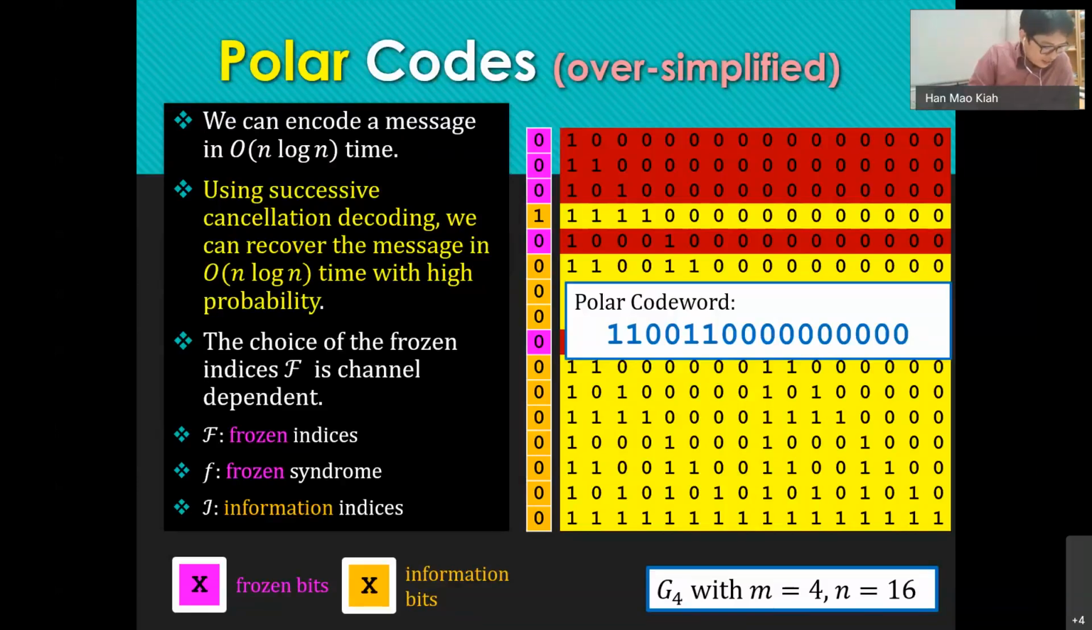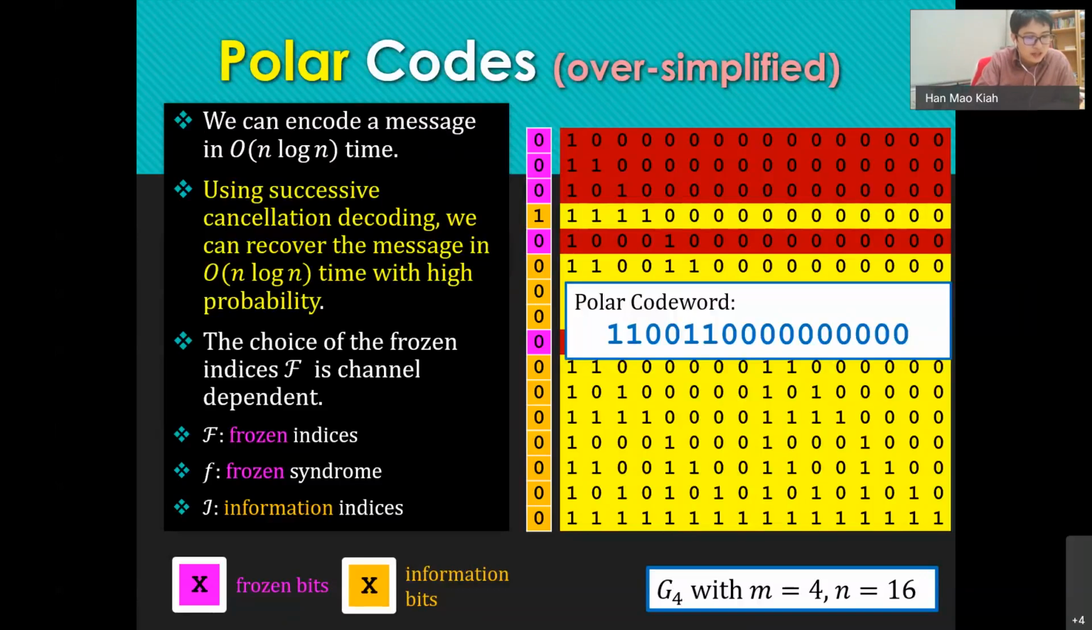I cannot emphasize this enough: I have overly simplified the description of polar codes. There are many details that I have omitted, like how successive cancellation decoding works, why it works, and how to choose the frozen indices so that this decoding works. The details here are very technical, and one can devote months to understanding why it works. But fortunately for us, what we need is really just the encoding, and the encoding part is a bit easier to understand.